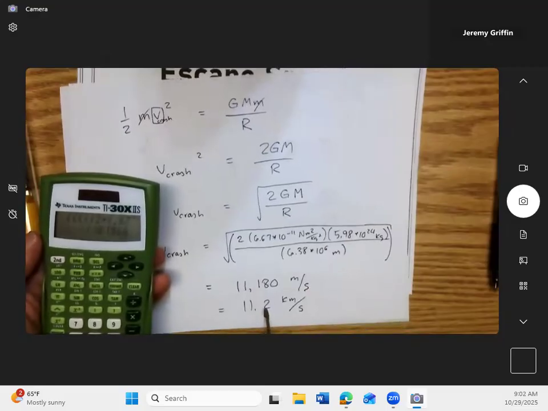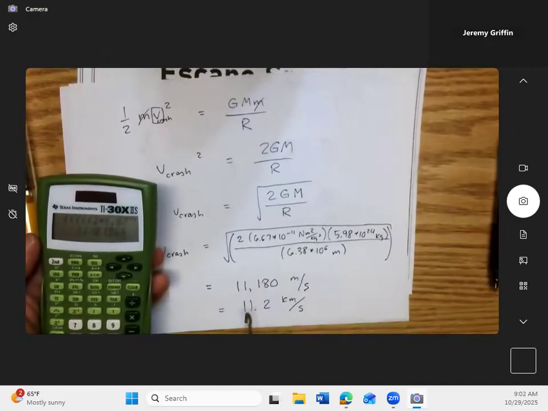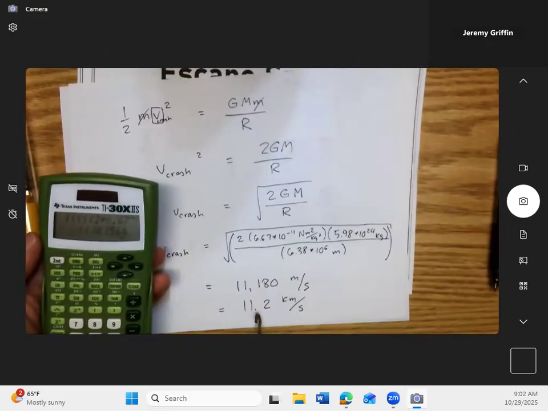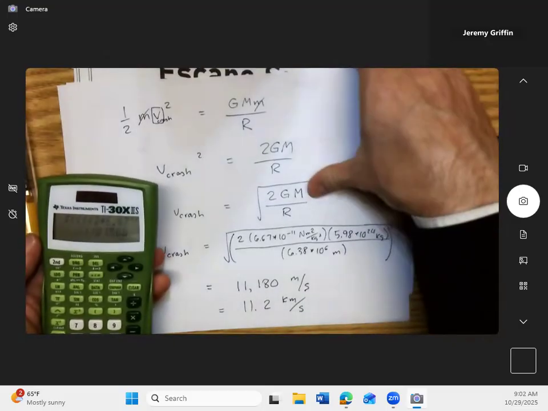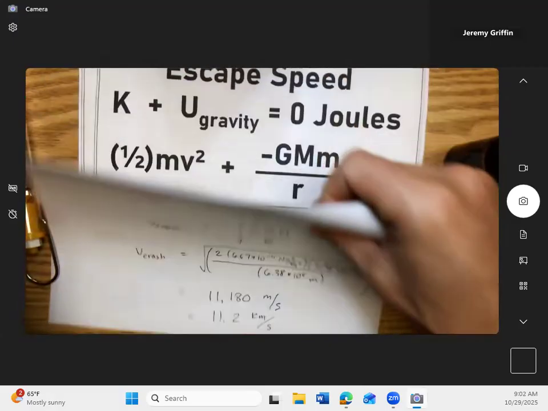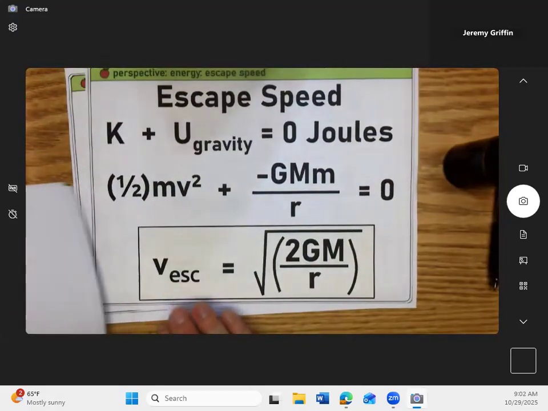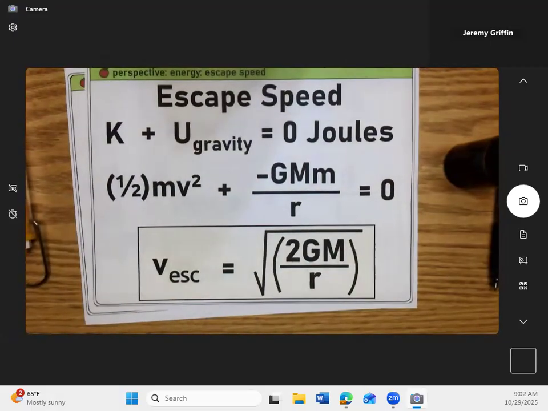Right? Hey, is that how fast you have to get going to escape the gravitational field of a planet? Is that escape speed? It's the same thing. It's escape speed. Right, so now you guys can derive escape speed. You guys can do that?